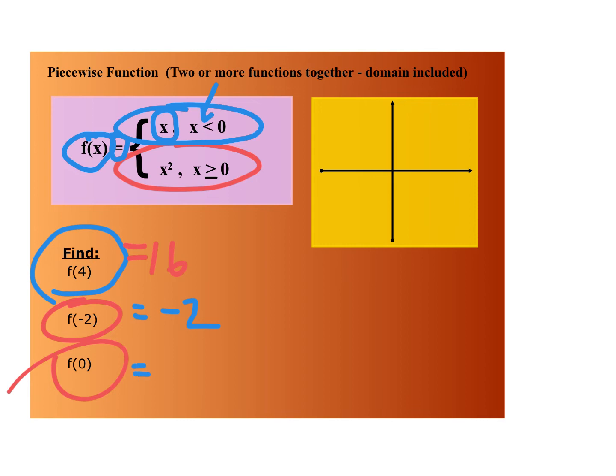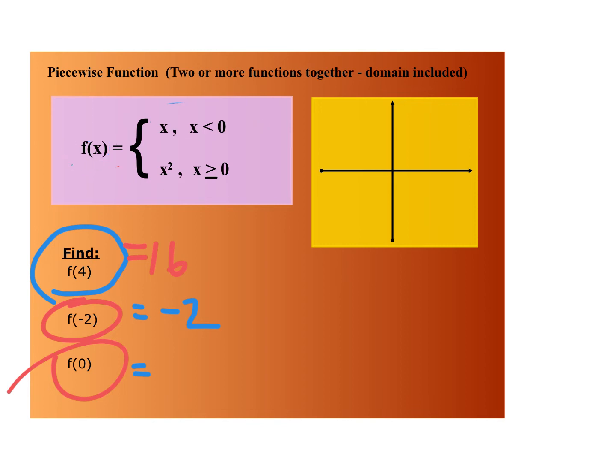And how did you pick which one to put it in? It's the bottom one. Why? Because it says or equal to 0. You are correct. So you'd use the bottom function, which is this one, and you stick the 0 in that, and you get 0. You would have got 0 actually either way, but okay, cool.